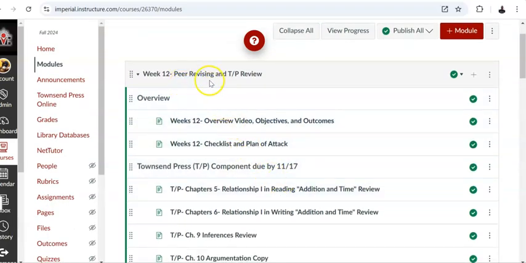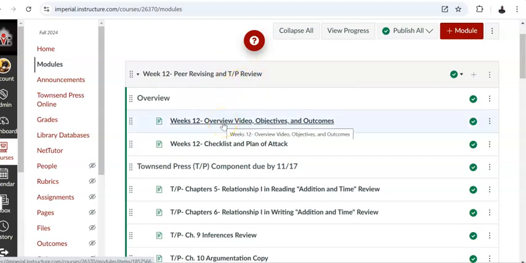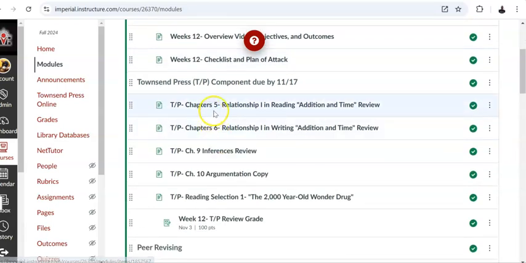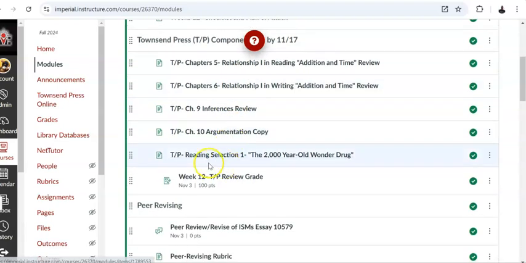This week you're going to do peer revising and a Townsend Press review. So you can look over the objectives, the checklist, or how I would go about attacking this module. There are 5 assignments for the Townsend Press. The reading selection you will find at the bottom when you go into Townsend Press. Obviously the chapters are in order, and then the reading selection will be at the bottom.